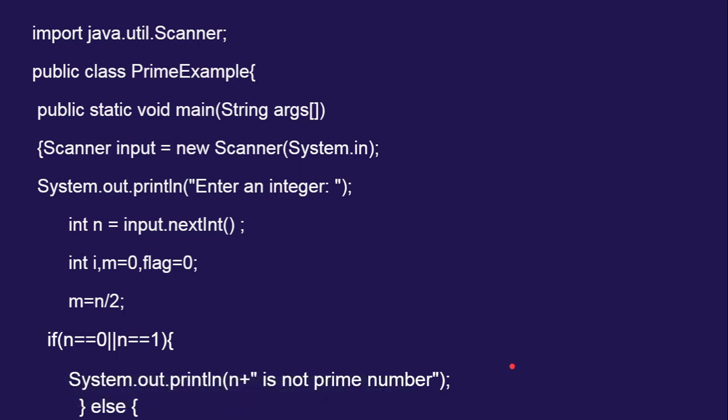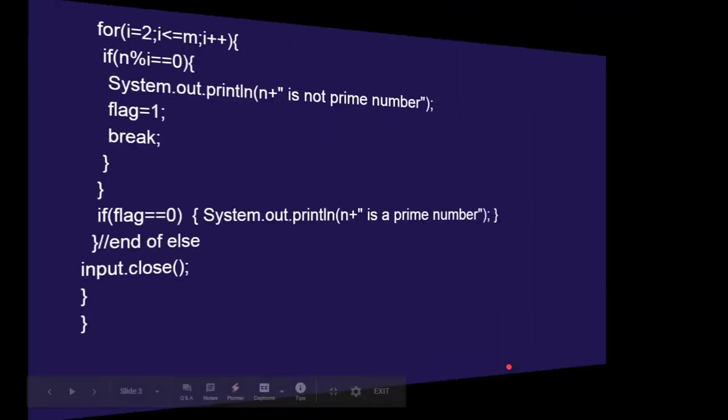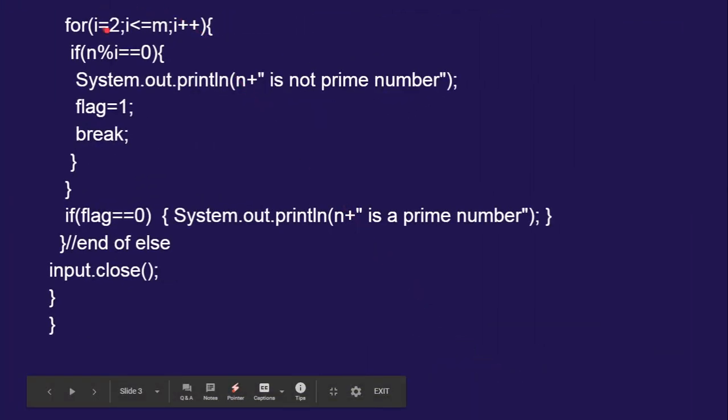Else, if both are not the case, what is the number? Next we are going to check from the number 2 to m onwards. What is m? m is equal to n by 2.